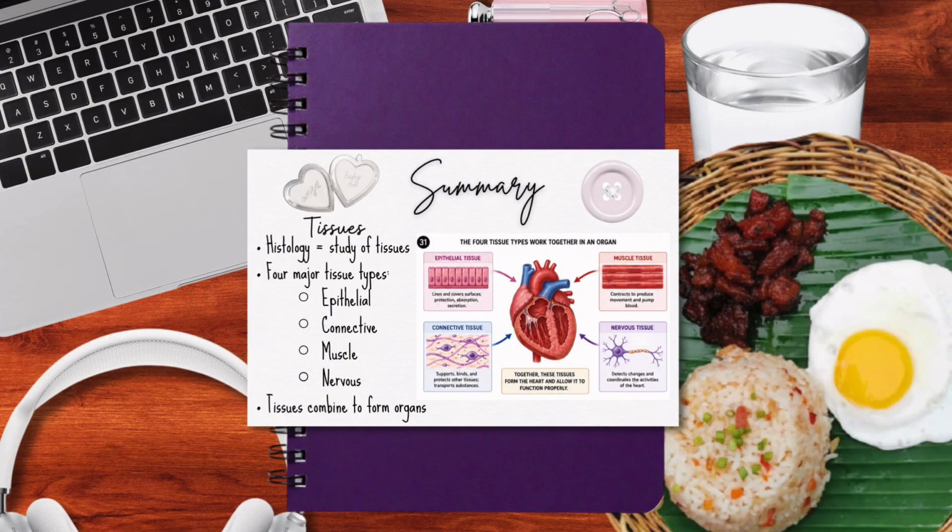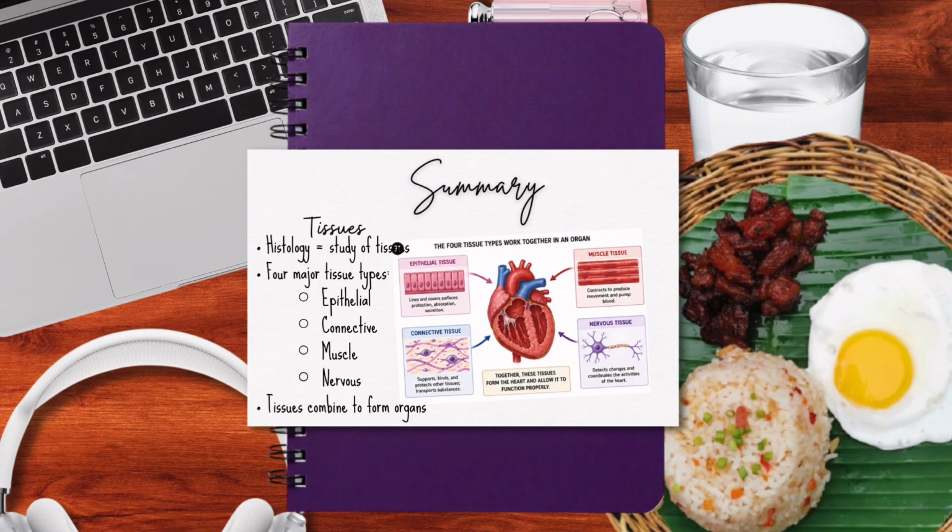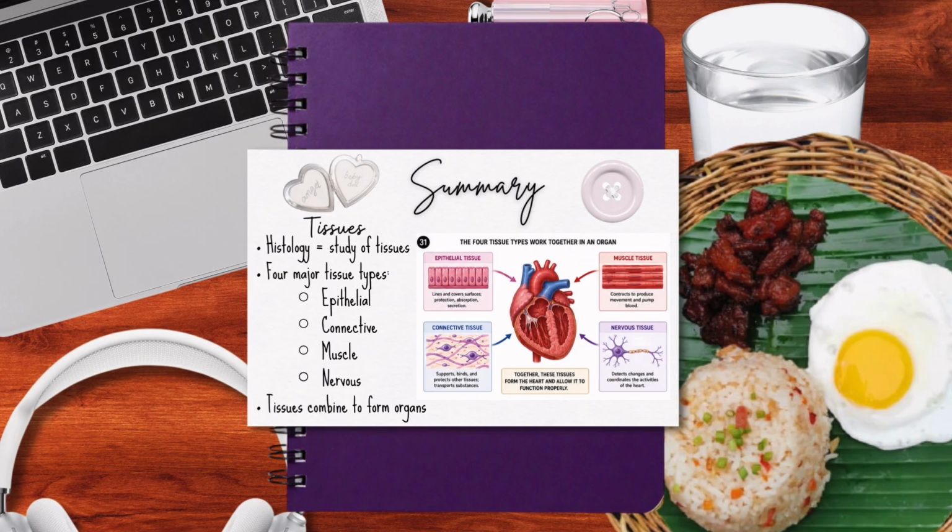To summarize, a tissue is a group of similar cells working together to perform a common function, and the study of tissues is known as histology. Throughout this chapter, we've explored the 4 major tissue types. Epithelial tissue covers body surfaces, lines cavities, forms glands, and carries out protection, absorption, secretion, and excretion. Connective tissue supports, binds, protects, stores energy, transports materials, and plays a vital role in immunity and tissue repair.